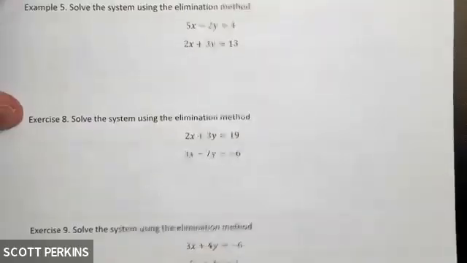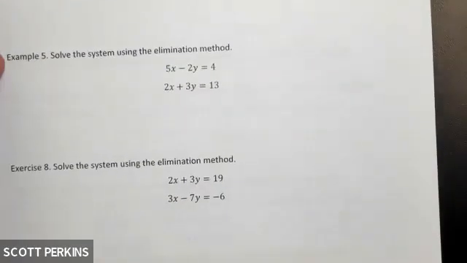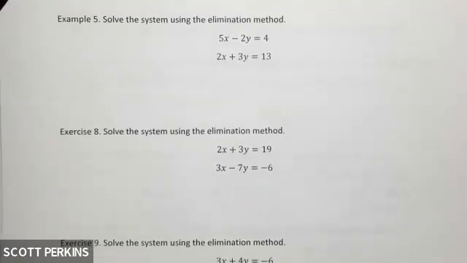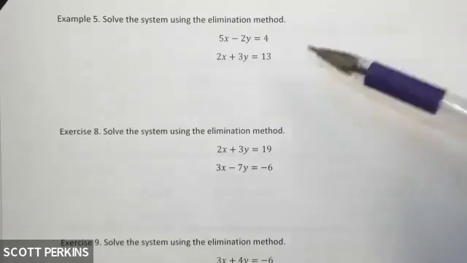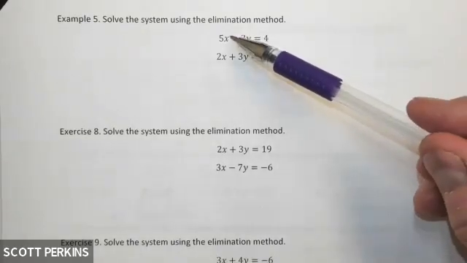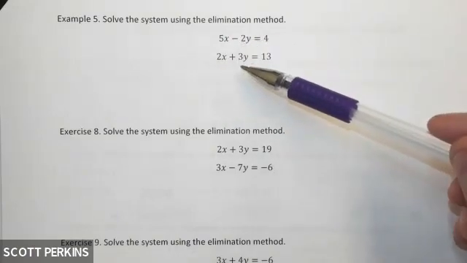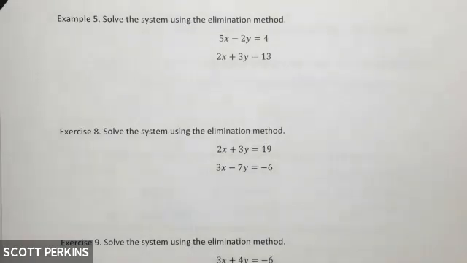Okay, we're heading to the finish line here. A couple more elimination problems, though. What happens if the problem is not set up straight away to be able to eliminate? So this next one, my example, I'm going to work this one along with you. Notice if I was to just add these equations, 5x and 2x is 7x, that's not helpful. And then negative 2y plus 3y is 1y, still not helpful. Nothing eliminates. So I have to make something eliminate.